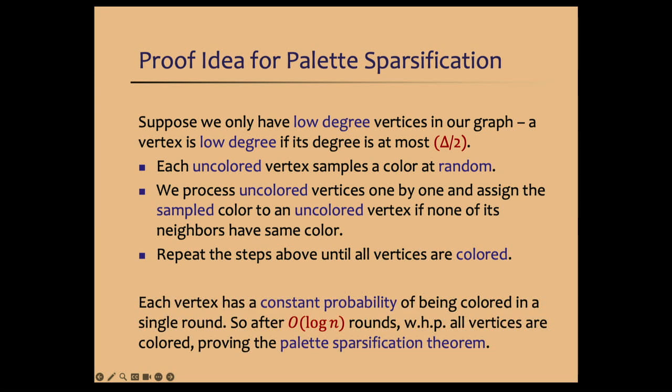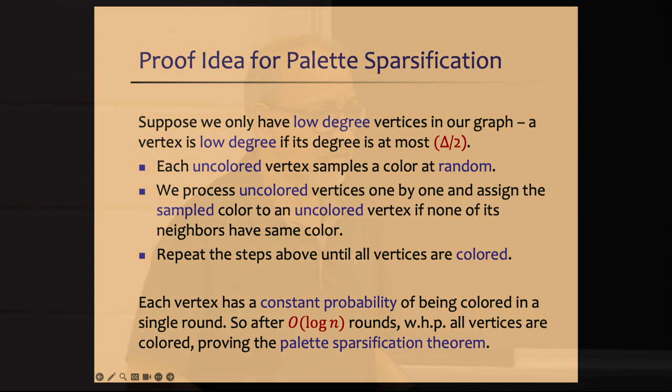It's easy to see that since maximum degree is delta over 2, in any round, a vertex has at least half probability of sampling a color which is not going to conflict with anything in its neighborhood. And so after order log n rounds of this process, you will end up coloring the graph. But you didn't need to do this round by round. You could just sample order log n colors at each vertex up front, and open them one by one and pretend you're sampling them for each round. So this proves the palette sparsification theorem for us in this warm-up setting.